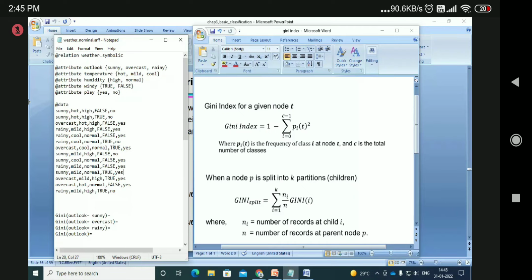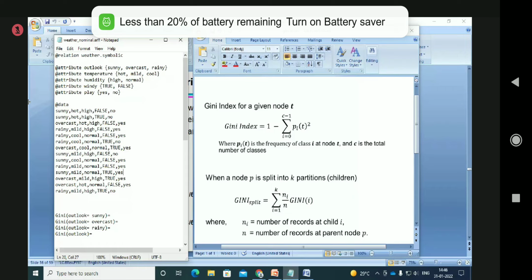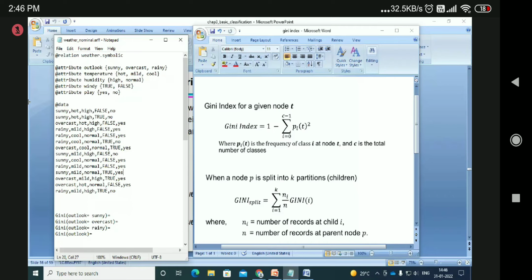Is it that much difficult to solve this? 1 minus 5 by 14 whole square minus 9 by 14 whole square. I already told you, we cannot solve each and every case. One I will step, I will tell you, rest all you have to solve. Is anyone solving? 0.459. Okay, 0.459. So is everyone getting it?